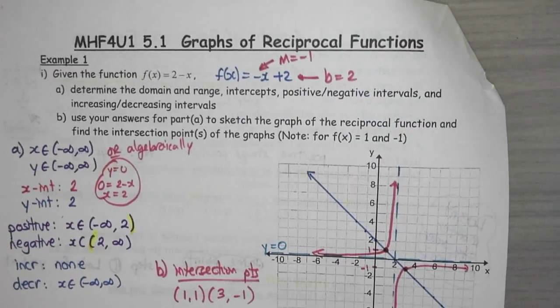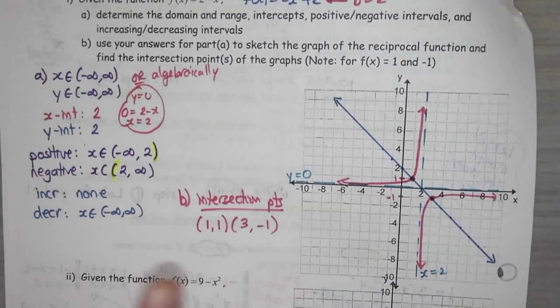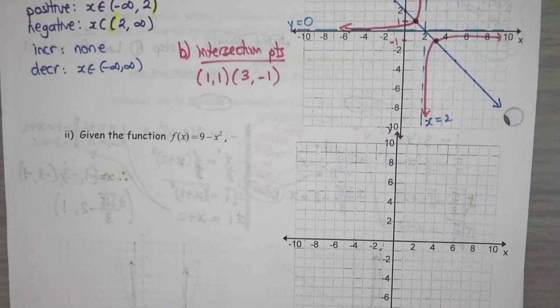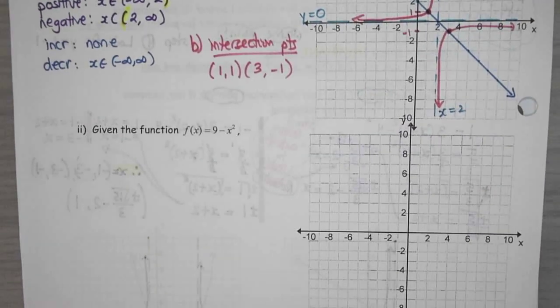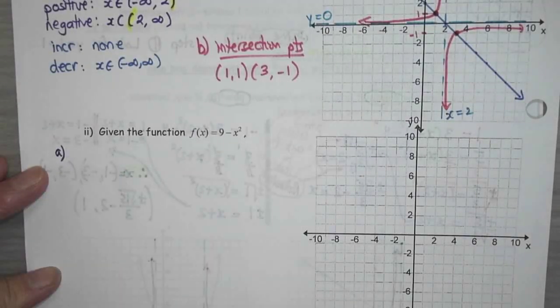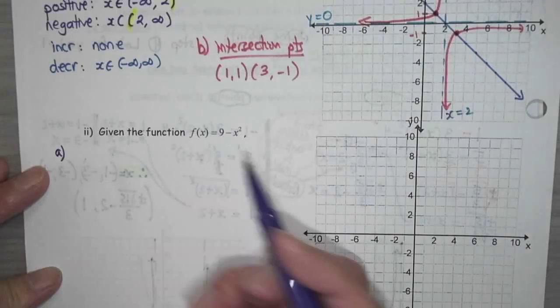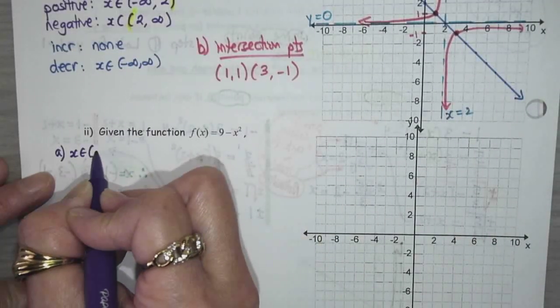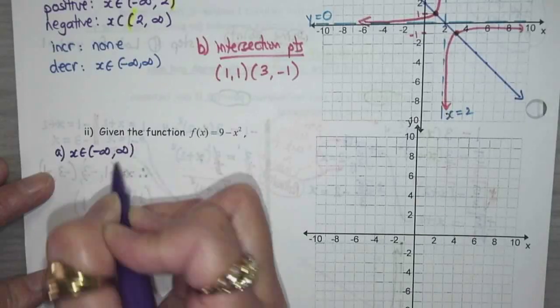Okay, so the next one, we're still in 5-1, and we're going to do example 1, the second one now. So we're doing a quadratic. Same thing, we're just reviewing all the domain, range, all that stuff. So let's go through the first one here, domain for a quadratic. I can even tell you that now without even knowing what the graph looks like. x is going to be from negative infinity to infinity.